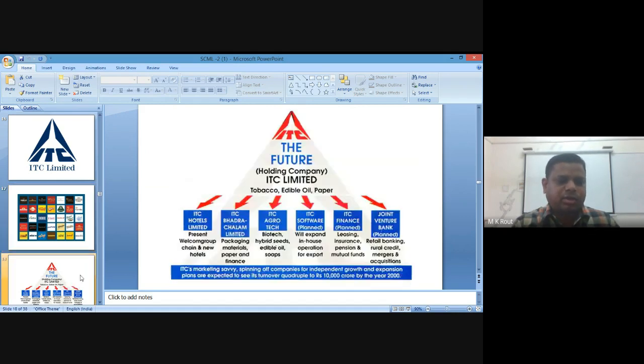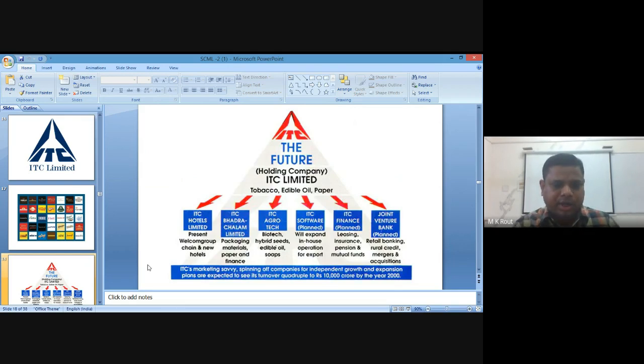Moving to the next part, we must consider the sustainability of ITC. As you know, ITC is a future holding company, and ITC Limited is focused on tobacco, edible oil, and papers. If you segregate the brands of ITC, there are ITC Hotels, ITC Bhadrachalam Limited, ITC Agrotech, ITC Software, ITC Finance, and a number of venture companies or joint ventures with bank companies. These are the whole flagship of your ITC companies.